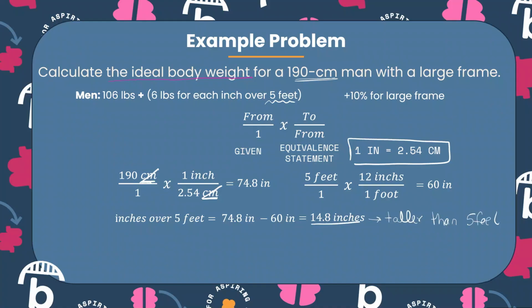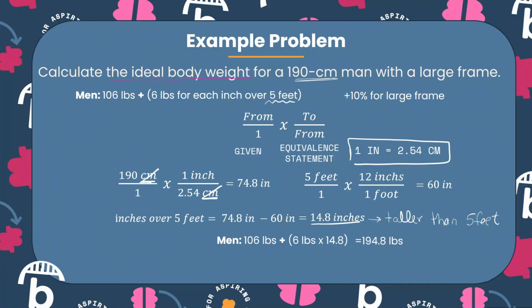So we can plug into our equation. Remember, it's 106 pounds plus 6 pounds for every inch over 5 feet. So if we take 106 and add it to the product of 6 times 14.8, we get 194.8 pounds. That's his ideal body weight.